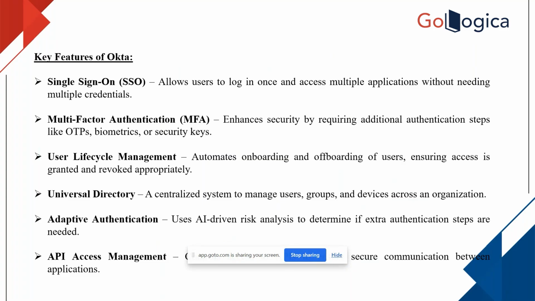MFA, as I told you, enhances security by requiring additional authentication steps like an OTP, biometrics, or security keys, as you experience in real scenarios. After entering your credentials, it asks you to enter the OTP for verification again, to verify a second time that you are the right person. Similarly, user lifecycle management automates our infrastructure by automating onboarding and offboarding of users, ensuring access is granted and revoked appropriately. That is taken care of by lifecycle management.